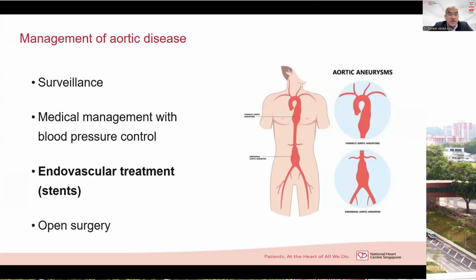Okay, so in terms of management of aortic disease, as I mentioned earlier, we have surveillance sometimes for patients who have known disease but still under control. We continue to have regular surveillance. Medical management means we control blood pressure and all the lifestyle factors and so on. And then we mentioned already about open surgery. So I'm going to touch on endovascular treatment and what we are doing nowadays with stents.